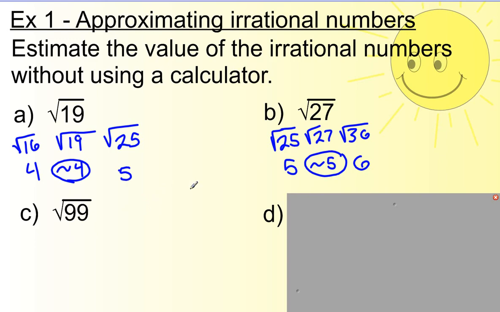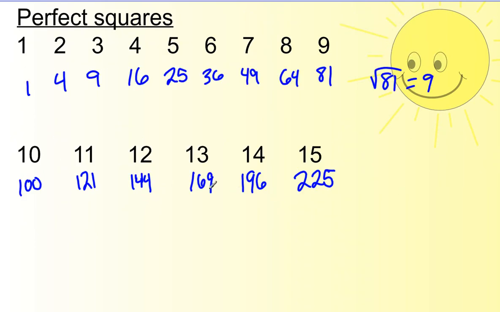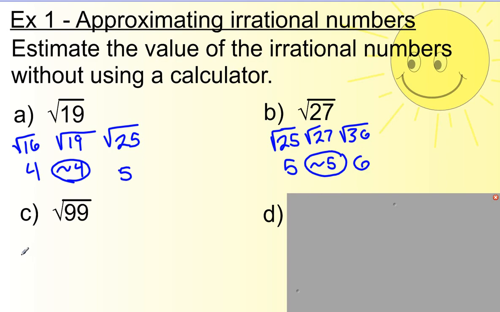Letter C. So we're looking for the square root of 99. Well, it's not one of our perfect squares, but this guy is really darn close. So 99 falls between 81 and 100. So square root of 81, square root of 99, square root of 100.